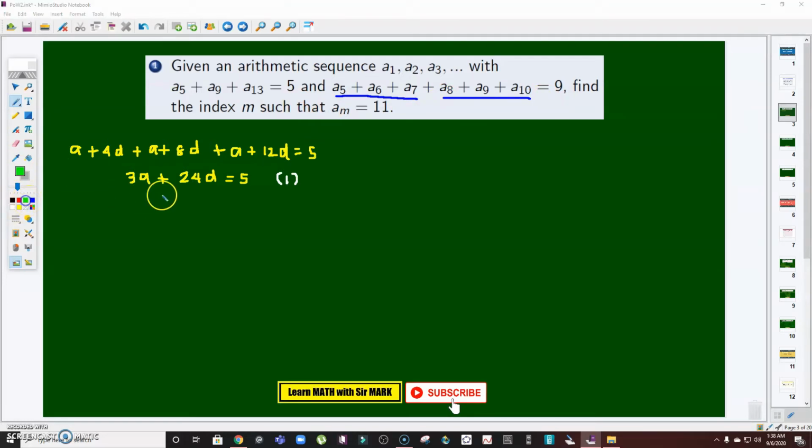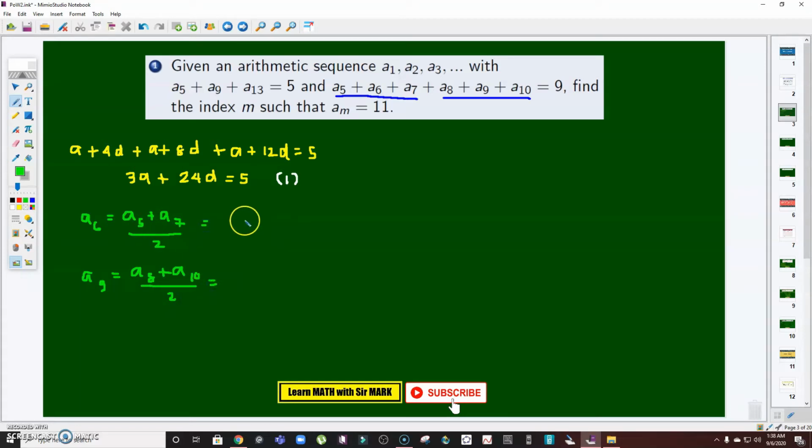Take note, our a sub 6 is actually equal to the average of a sub 5 and a sub 7. Right? Similarly, our a sub 9, or the 9th term, is equal to the average of the 8th term and the 10th term. Take note of that. From here, we can generate something.